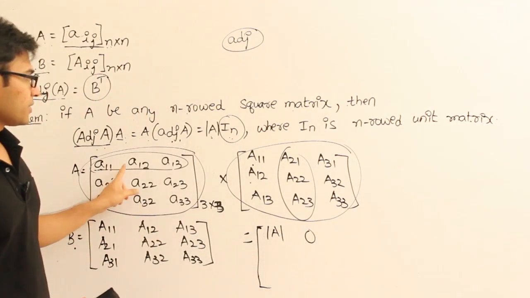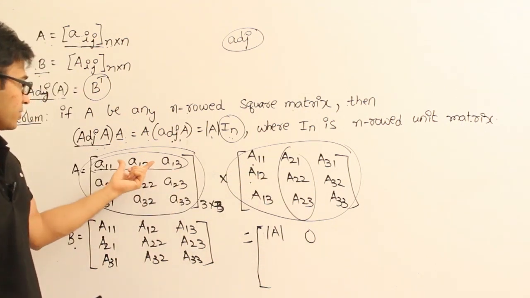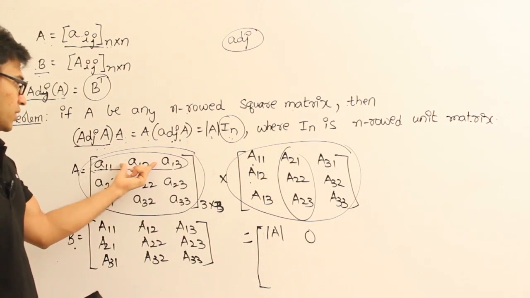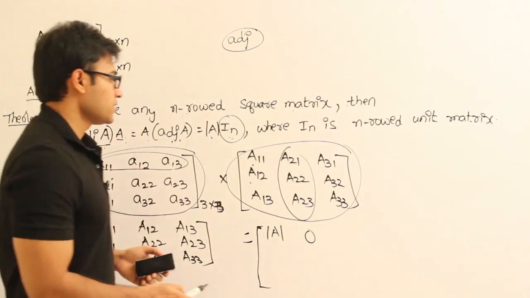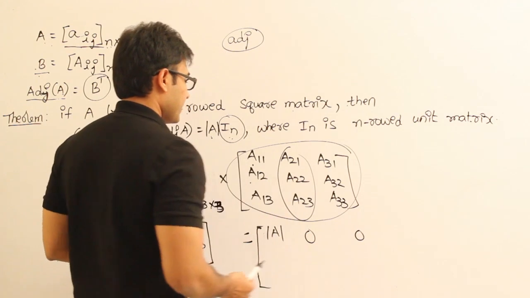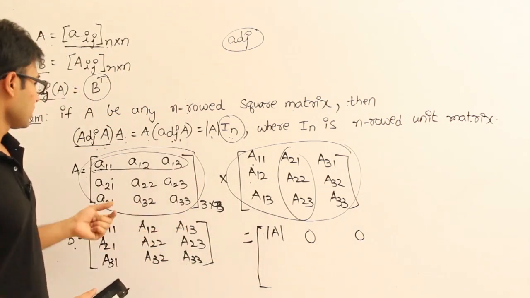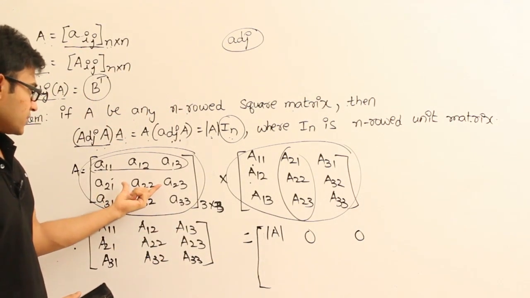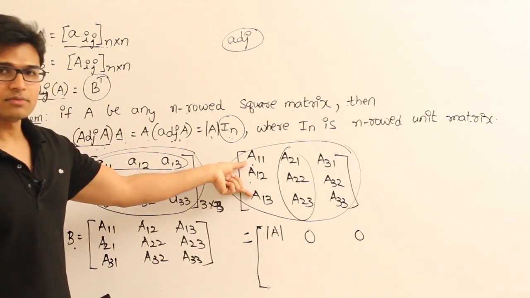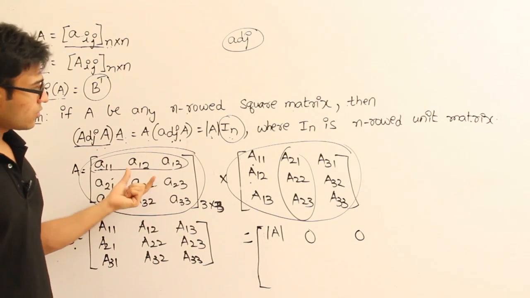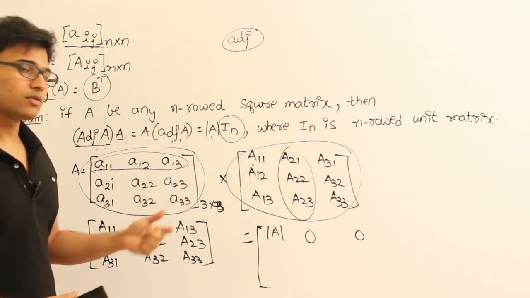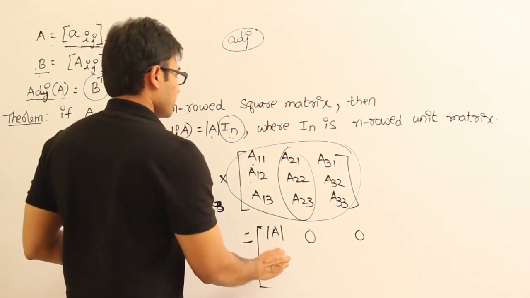And the same thing will happen with A13. A13 is also nothing but multiplying the first row elements with the cofactors of the third row, right, which is nothing but 0. And this element is 2 1. So 2 1 is nothing but multiplying the second row with the first column, which is the cofactors of the first row. So multiplying the second row with the cofactors of the first row is again going to give us 0, right?